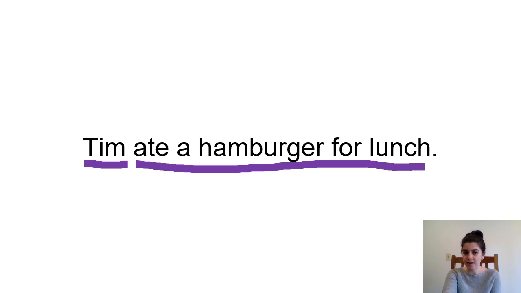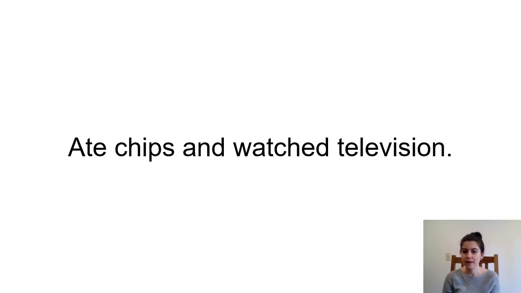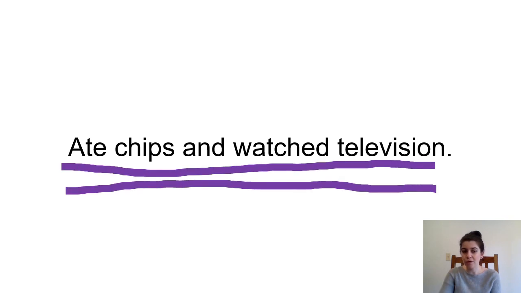Try this one. Tim ate a hamburger for lunch. Complete or incomplete? Good. This one is complete. Tim is our subject. Ate a hamburger for lunch is our predicate. Ate chips and watched television. Complete or incomplete? Good. This one is incomplete. We only have a predicate. We don't know who ate chips and watched television.